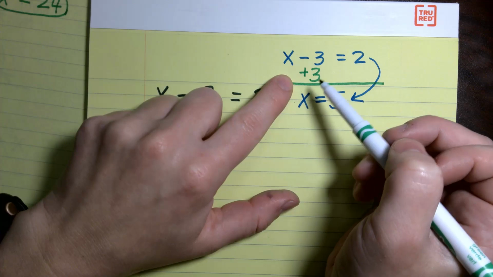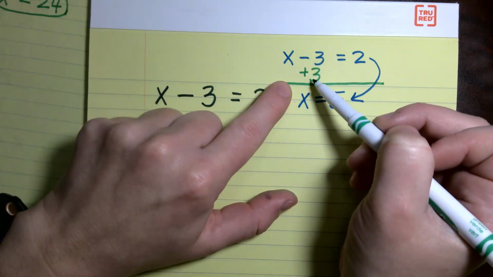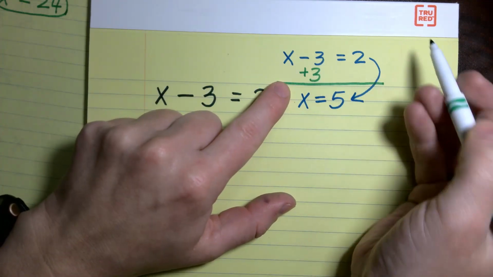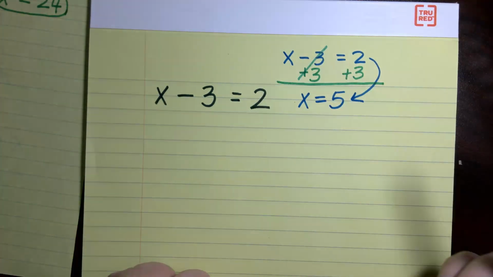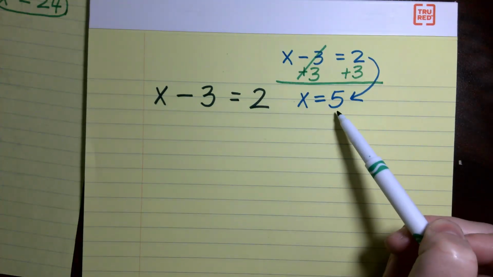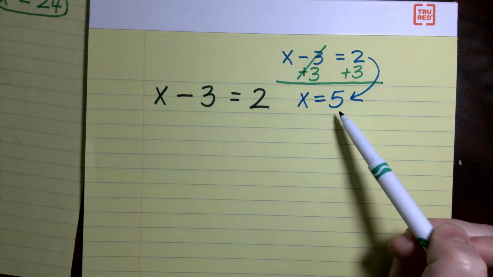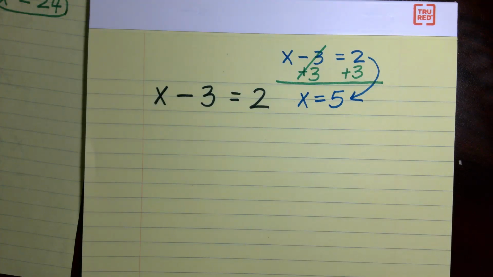So, if we have minus 3, to make it cancel, we put the opposite here. We put plus 3. And whatever we do to this side, we must do to that side. So we've got to do plus 3 down there. So these cancel, and what do you know? 2 plus 3 is 5. Does that make sense? Yes. Good. Okay, let's do another one like that.